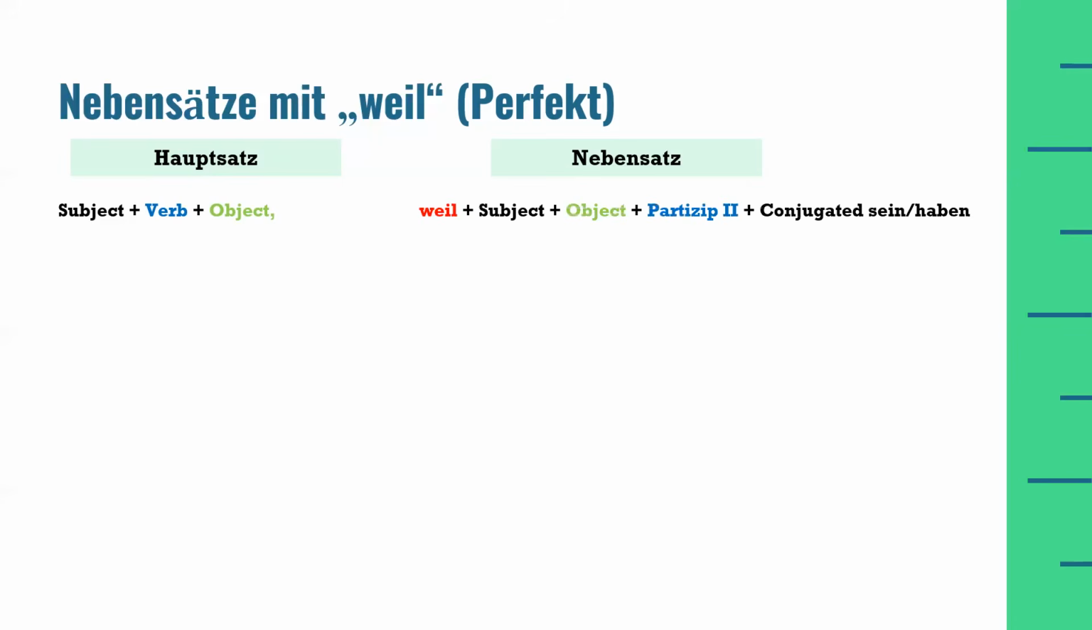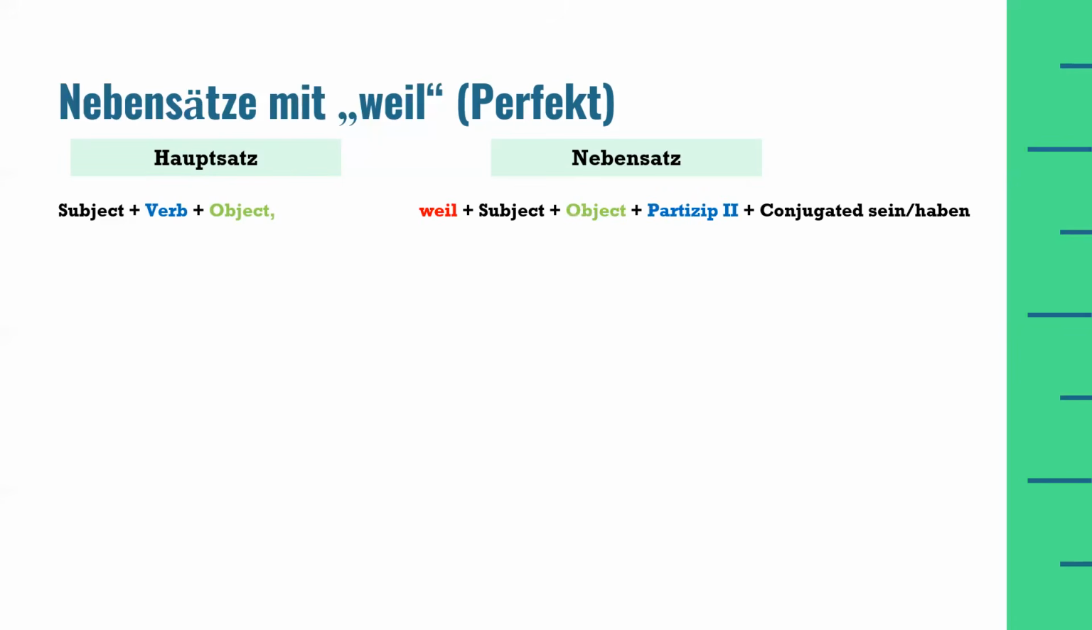Now let's have a look at the examples where we have Nebensatz, where we are using perfect tense in German language. Again, we have Hauptsatz and we have Nebensatz. In this case, the Hauptsatz sentence structure will remain same. The subject will be at first position, verb will come at second position, verb will be conjugated according to the subject of sentence, and at the third position, we can have preposition, adjective, or object.